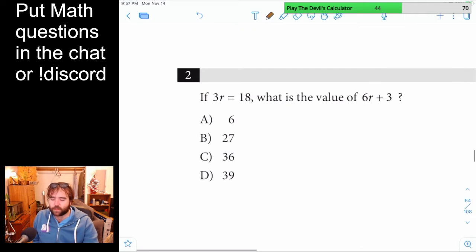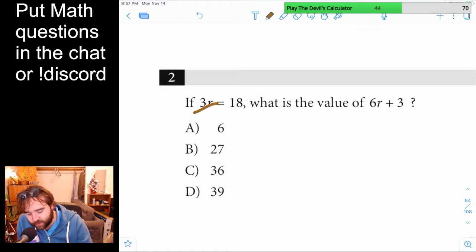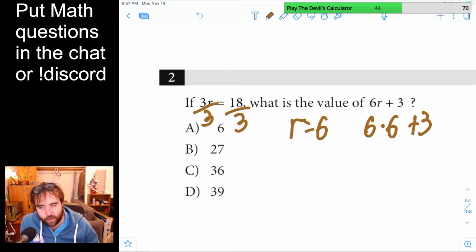All right, cool. So this is another one like that x one, although it's easy enough to do it the other way. So what's the slow way? You divide by 3, you get r equals 6. You plug that in here, 6 times 6 plus 3. So the answer is 39.